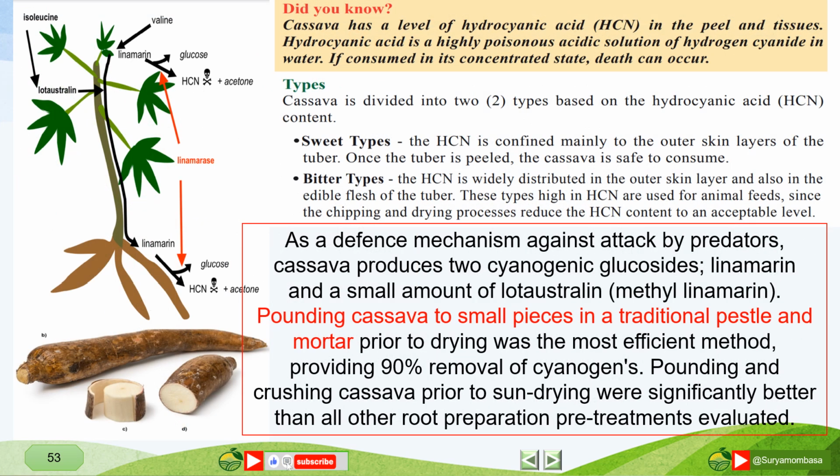As a defense mechanism against attack by predators, cassava produces 2 cyanogenic glucosides, linamarin, and a small amount of lotaustralin, methyl-linamarin. Pounding cassava to small pieces in a traditional pestle and mortar prior to drying was the most efficient method, providing 90% removal of cyanogens. Pounding and crushing cassava prior to sun-drying were significantly better than all other root preparation pretreatments evaluated.